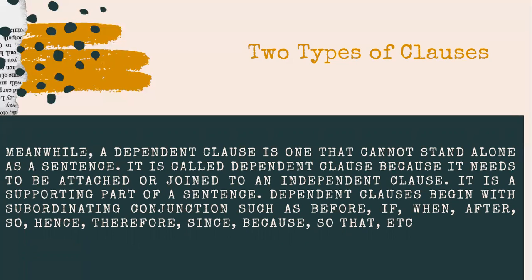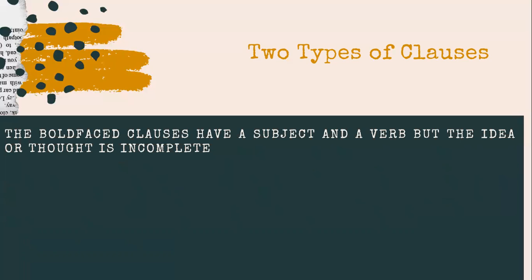So in the case of the dependent clause, again, it is a clause that cannot stand alone. Why? Because it needs to be attached or joined to an independent clause. And always be reminded that dependent clauses begin with a subordinating conjunction. The examples of subordinating conjunctions are as I stated a while ago: before, if, when, etc. So let's see the examples.